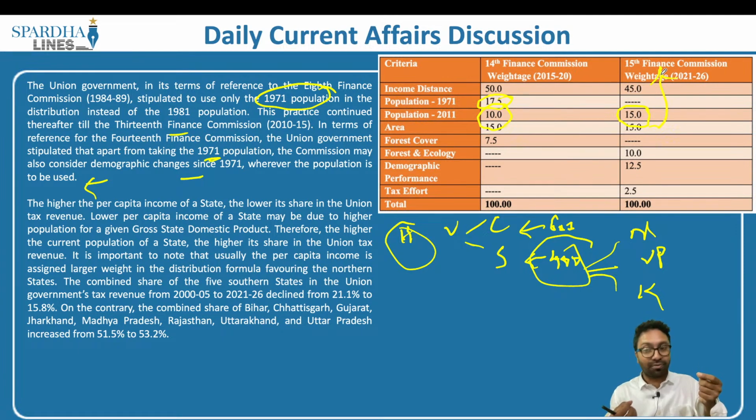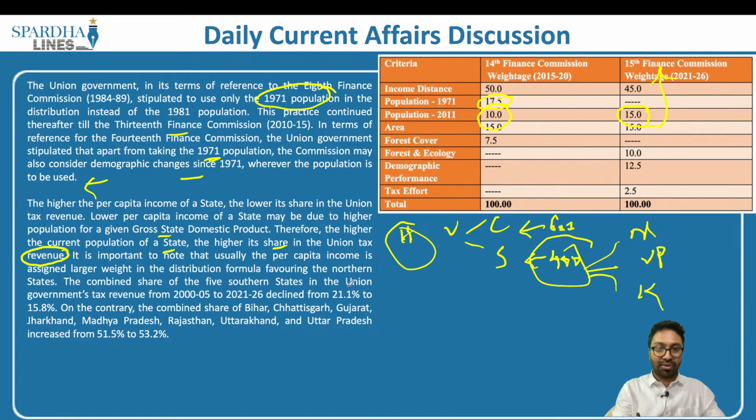And who is bound to suffer? It is the southern Indian states. Added to it, the higher the per capita income of a state, the lower its share in the union tax revenue. Lower per capita income of a state may be due to higher population for a given gross state domestic product. Therefore, the higher the current population of a state, higher would be its share in the union tax revenue. So more the population, more will be the funding that will be provided by the central government to the state government. So here what we will have is more suffering for the southern part of India.